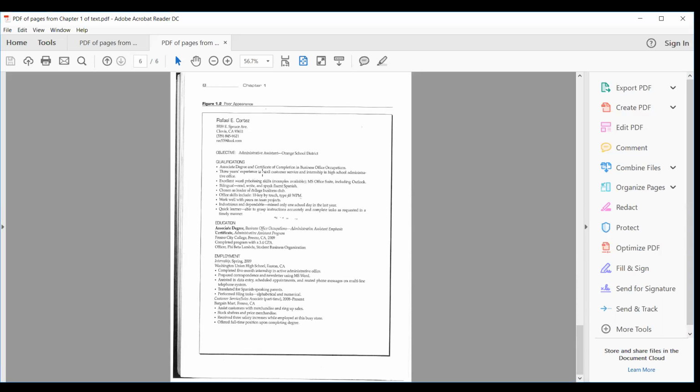Associate's degree in business office operations, 3 years experience in internship in high school administrative office, excellent word processing, bilingual. If that is a requirement, for sure. Even if it's not a requirement, people are always impressed with people who are multilingual. Chosen as a leader of the college business club, I certainly would not include that. It's irrelevant.